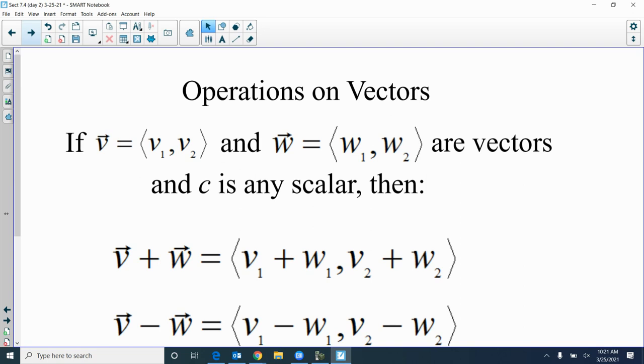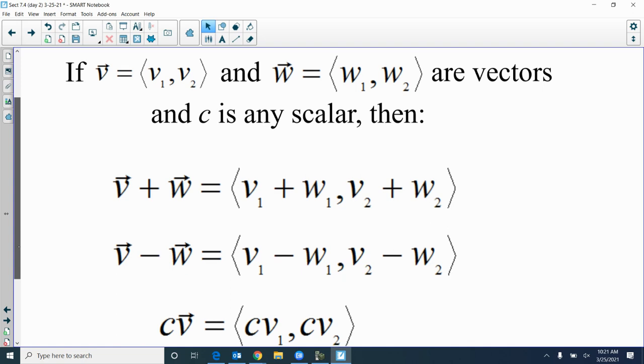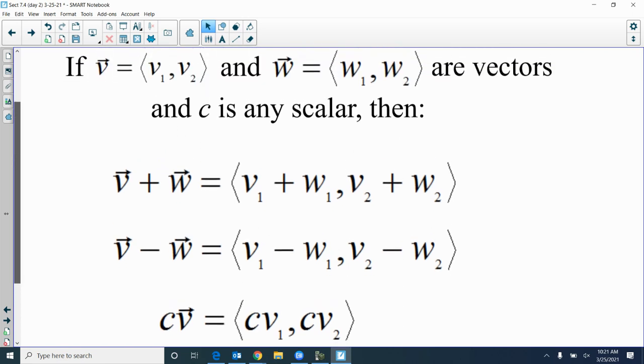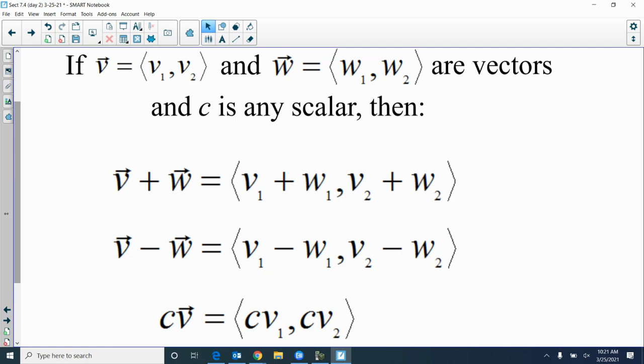We know how to add them geometrically. It's always helpful to know an algebra method. It is exactly what you would think. If I get two vectors, you think of V1 and W1 as the X components, so you just add the X components, and add the Y components. That's going to be the sum. If you're subtracting, subtract the components. Now that's not multiplying vectors. That is a scalar multiple, so you just multiply the constant times both pieces.